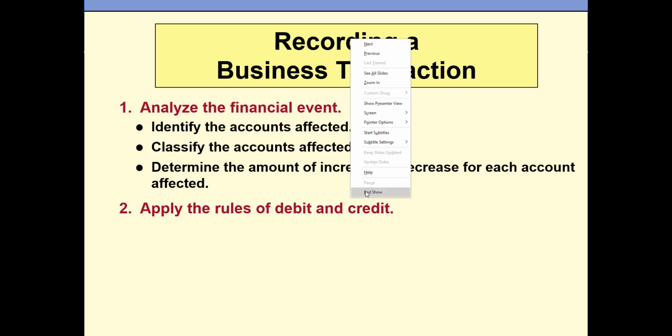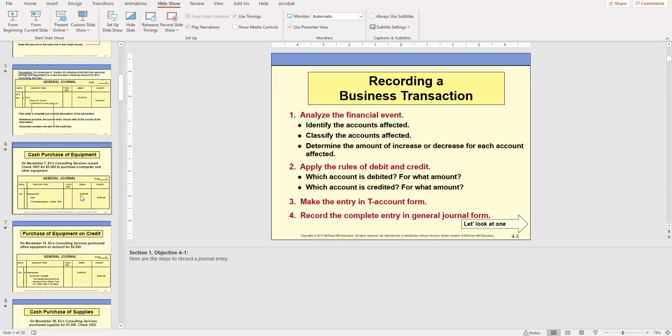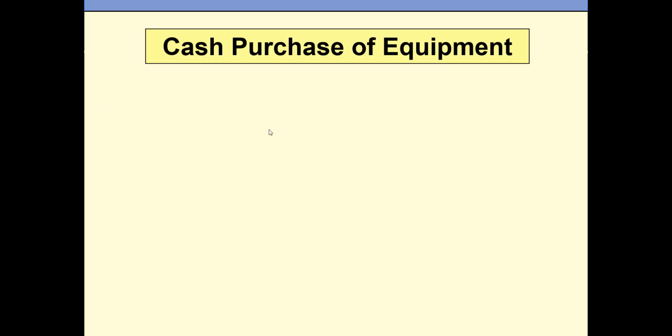So I'm going to jump over to an accounting transaction example. There are several in this presentation, some great examples. The more you can go through these examples, the better. And if you can go through the examples and try to do them on your own, and then click through and see if your answer is correct, that's the best way to learn how to do journal entries. So let's look at a cash purchase of equipment.